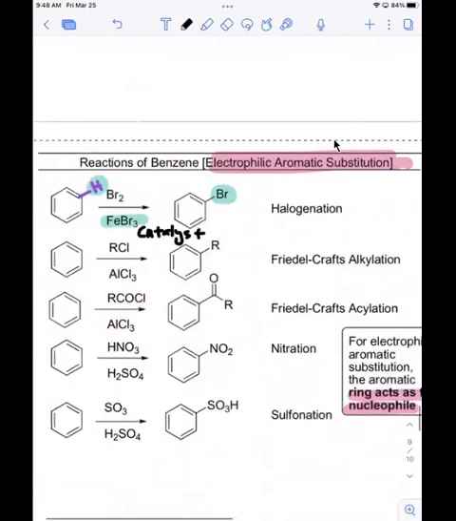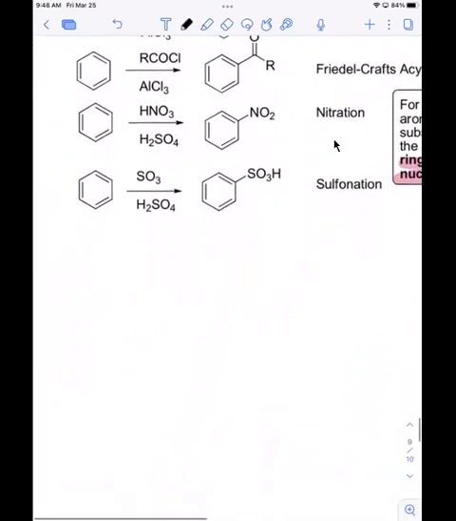Can somebody define what a catalyst is? Anybody? It speeds up the reaction, or it lowers the activation energy? Good. Lowers the activation energy.